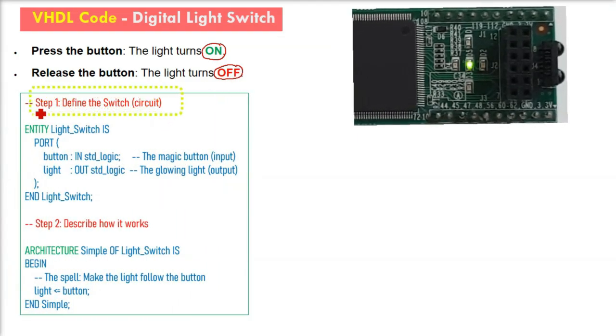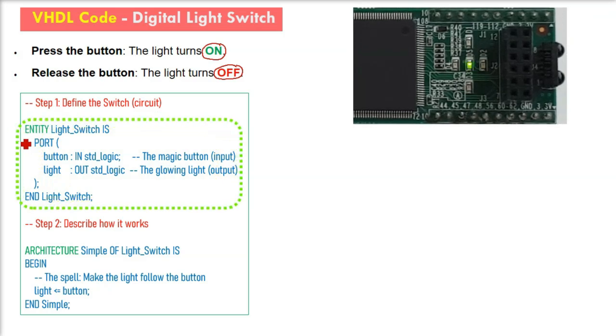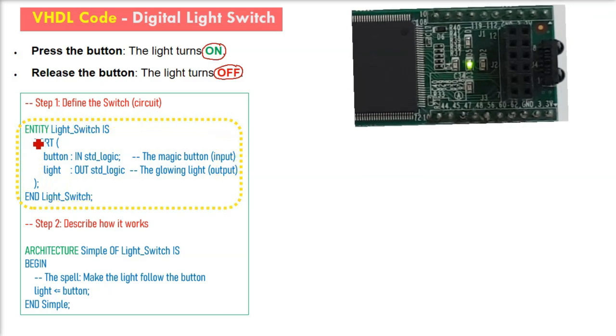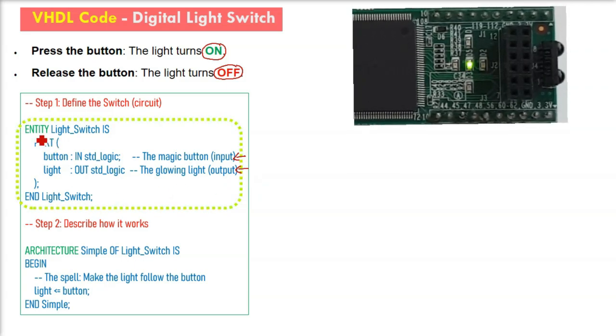The first step is to define the switch, which is the circuit. Here we have the entity. This is our light switch, and it has a button, which is an input you can press. Here we have the light, which is the output that glows, and this is where the entity ends.